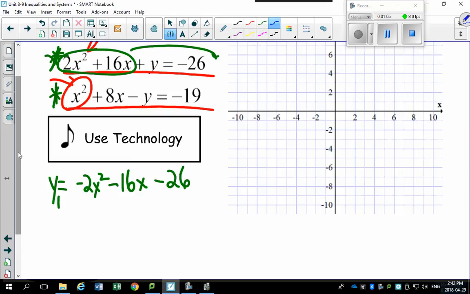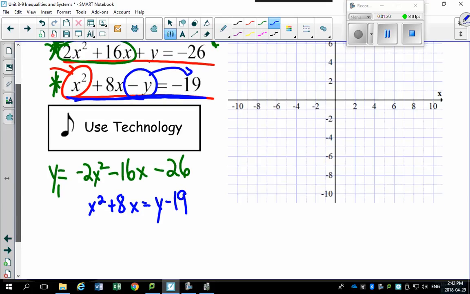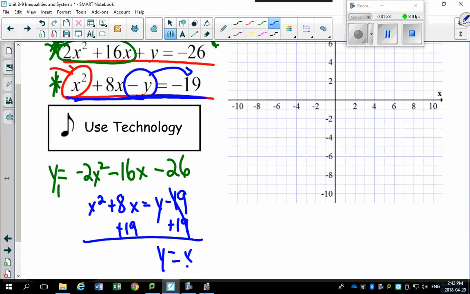Then, this one here has to be done the same way. This one's going to be interesting because this is already a minus, so I would bring it over to this side, leaving you with x squared plus 8x equaling y minus 19. Then I would just add the 19 to both sides. That cancels it out, leaving you y equals x squared plus 8x plus 19.